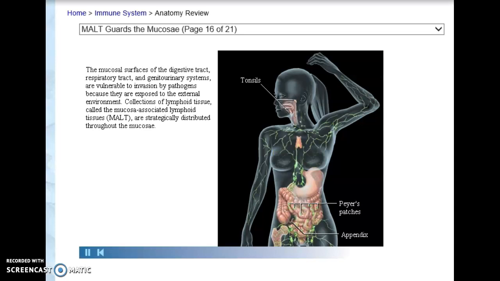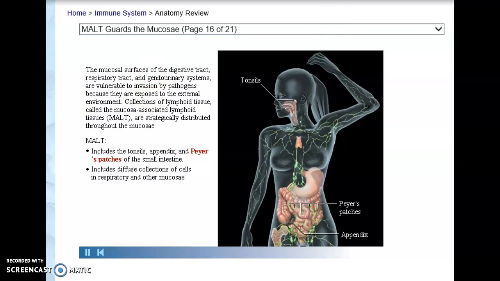The mucosal surfaces of the digestive tract, as well as the respiratory tract and genitourinary systems, are vulnerable to invasion by pathogens because they are directly exposed to the external environment. Like guardhouses and watchtowers strung along a castle wall, we have collections of lymphoid tissue, called the mucosa-associated lymphoid tissues, MALT, strategically distributed throughout the mucosae. MALT includes the tonsils, appendix, and Peyer's patches of the small intestine, as well as more diffuse collections of cells in the respiratory tracts and other mucosae.